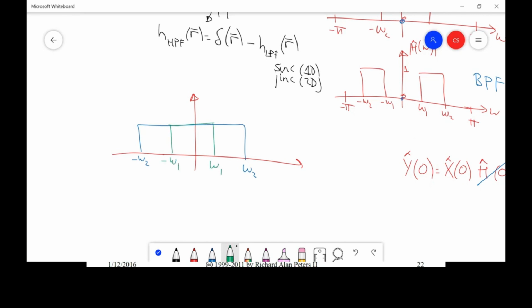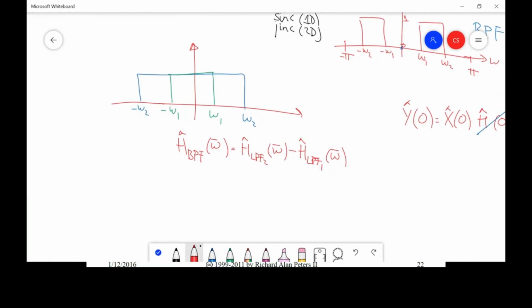And then I have to subtract one minus the other. So my band pass filter would be the impulse response of the low pass filter, the smooth one, minus the impulse response of the band pass filter 1. So those are two sincs. So at the end, it is here.